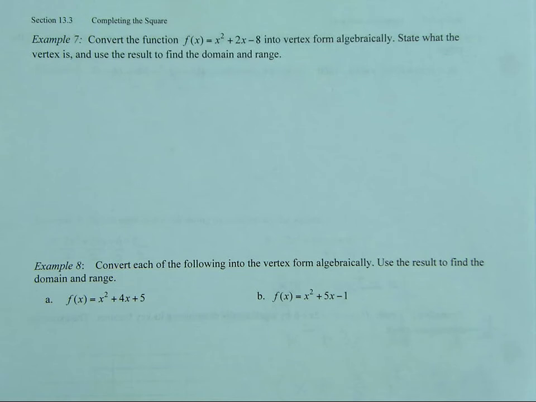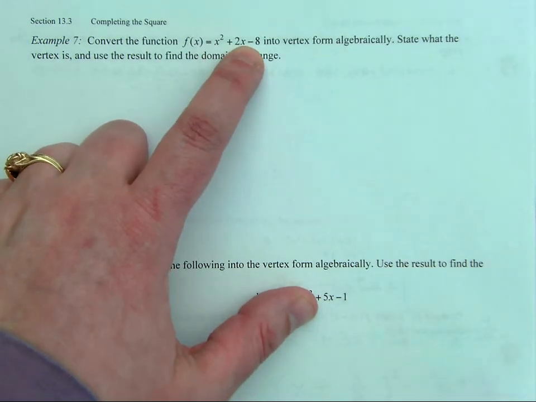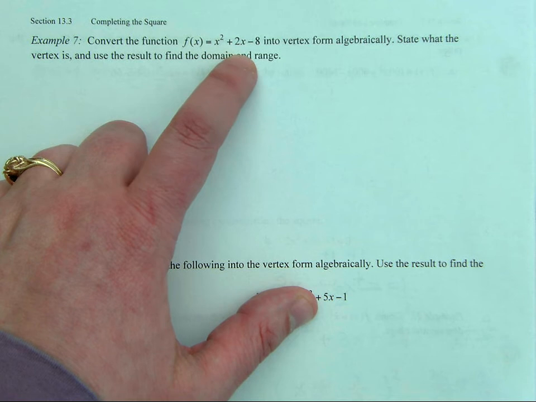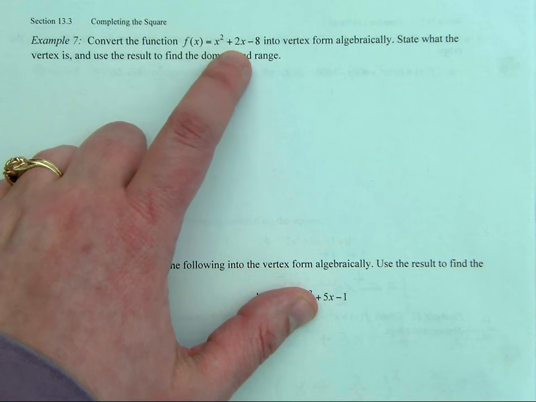Okay, so let's go ahead and talk about how completing the square helps us put something into a form where we can actually see the vertex. Because right here, I can find the y-intercept. I could factor it and find the x-intercepts. But looking at this form, I don't see the vertex, do I? I would have to graph it.